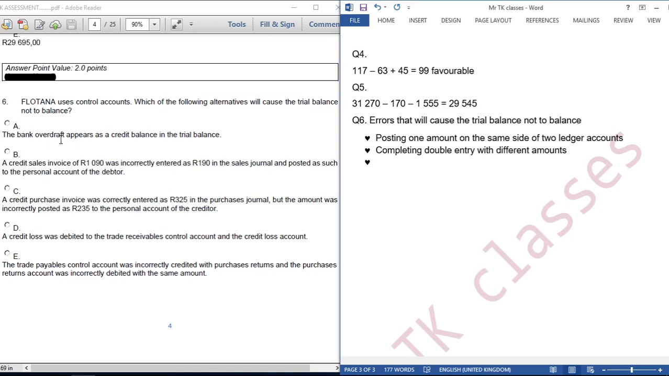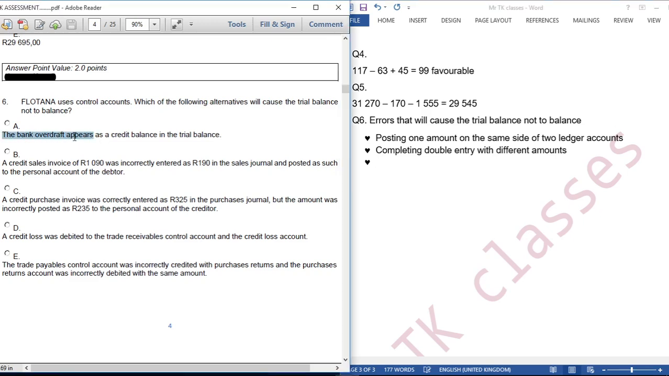The bank overdraft appears as a credit balance in the trial balance. Yes, this does not affect the trial balance. Why? Because this is actually a correct entry. A bank overdraft appears as a credit balance. If we have a bank overdraft, it means that we have a negative balance in the bank account. So when you have a negative balance, it should appear on the credit side.